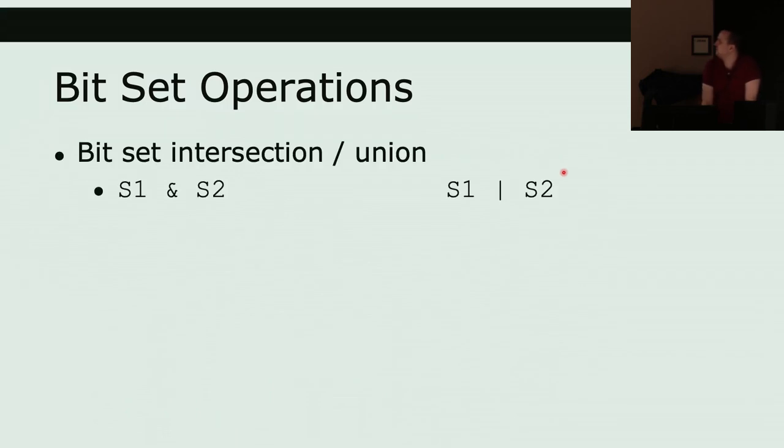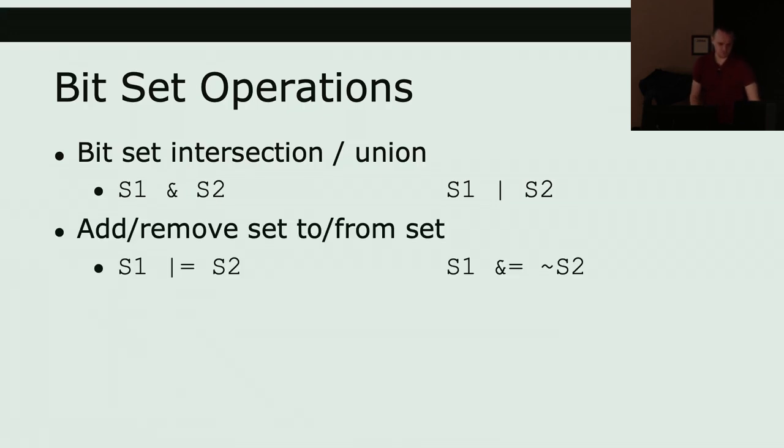If we want to do the intersection or union of two sets, this is where the power of bit sets starts to really appear: in parallel, in a single operation, I can take the intersection of two sets by bitwise ANDing them. I can take the union of two sets by bitwise ORing them. Super fast, right?